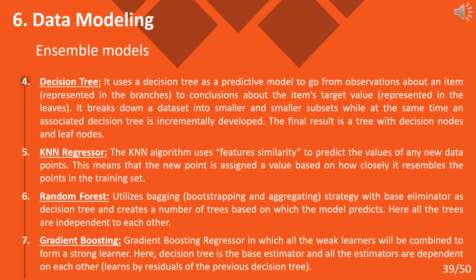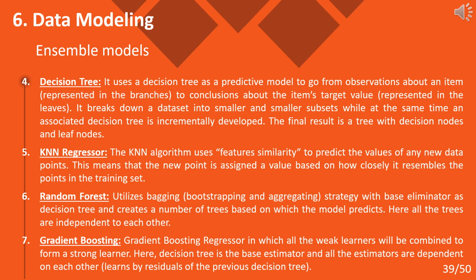Presentation of ensemble models. Decision tree. It uses a decision tree as a predictive model to go from observations about an item, represented in the branches, to conclusions about the item's target value, represented in the leaves. It breaks down a dataset into smaller and smaller subsets while at the same time an associated decision tree is incrementally developed. The final result is a tree with decision nodes and leaf nodes.